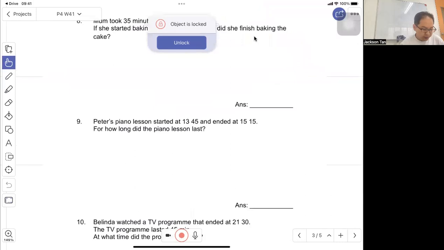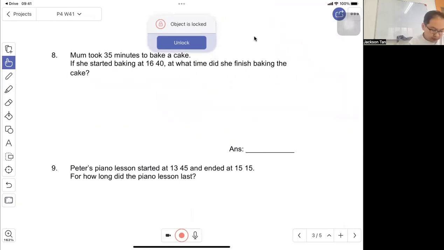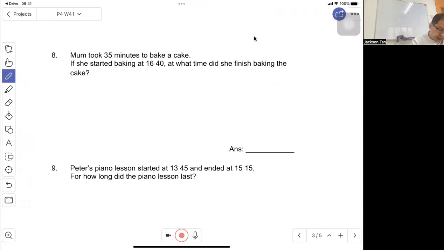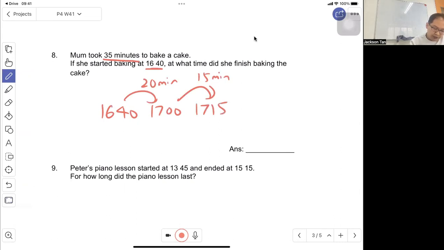Question 8. So, mom took 35 minutes to bake a cake. She started baking at 16:40. What time did she finish baking the cake? So, right here, you add 20 minutes, you get 17:00. Add another 15 minutes, that will be 17:15. So, answer is 17:15.